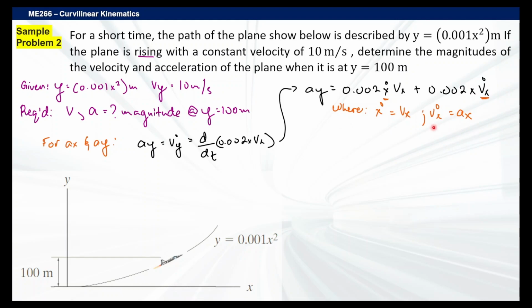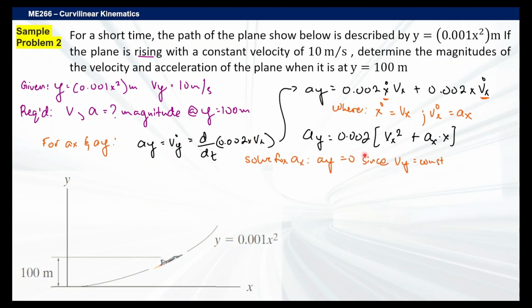And then the first derivative of Vx is simply ax. Okay, again, we're still using the chain rule, hence why the equations are in this manner. So in this case, we will be rewriting the equation: ay equals 0.002 times the sum of Vx squared plus the product of ax and x.